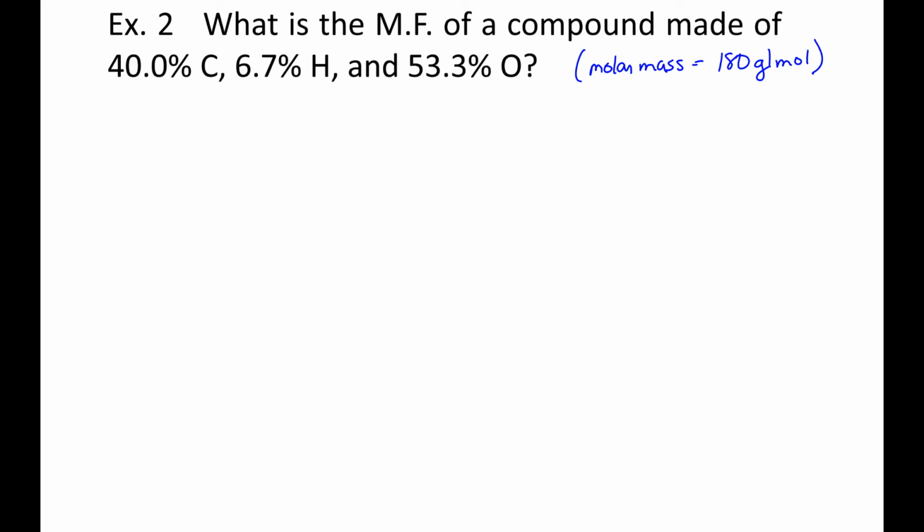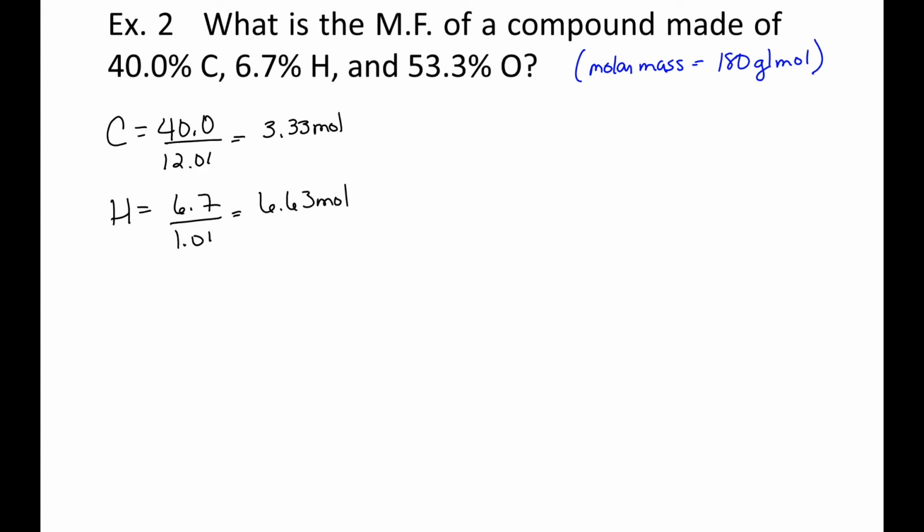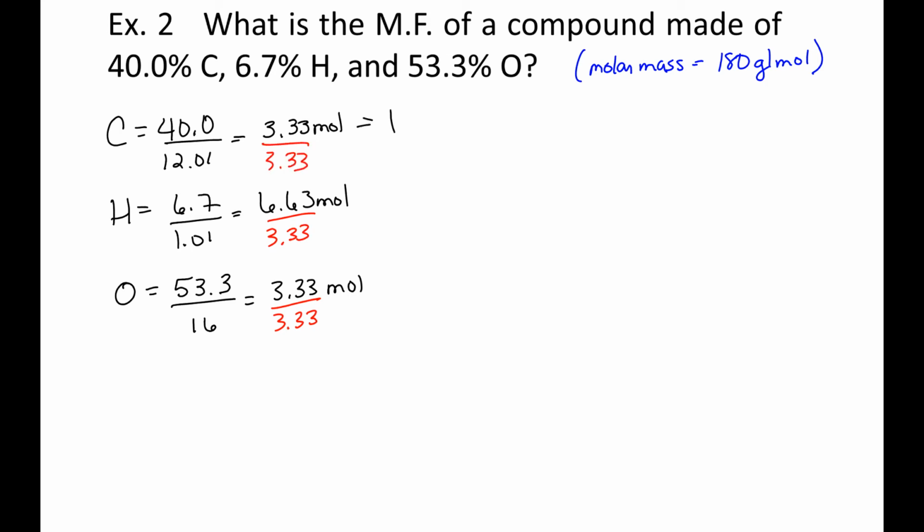We're going to start with carbon. We have 40.0 grams of carbon over 12.01, and this gives us 3.33 moles. Your hydrogen is 6.7 over 1.01, which gives you 6.63 moles. Your oxygen is 53.3 over 16, and you get 3.33 moles. Of course, we're going to divide everything by 3.33, and we get 1, 2, and 1.